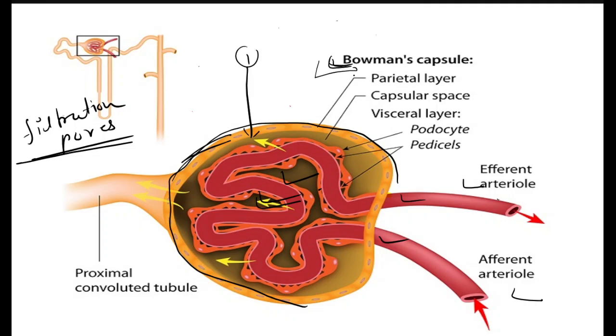Bowman capsule has two layers, the inner parietal layer and the outer visceral layer. It contains two layers. The first one is the parietal layer and the second one is the visceral layer.